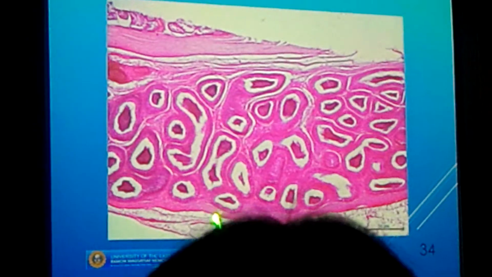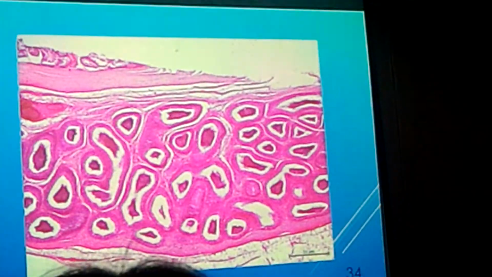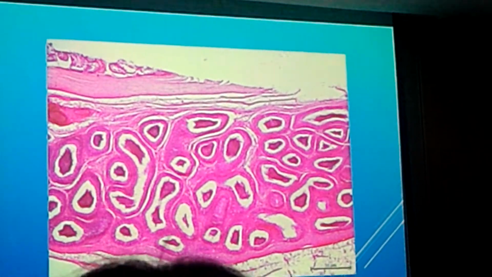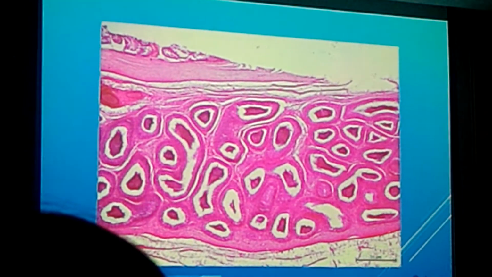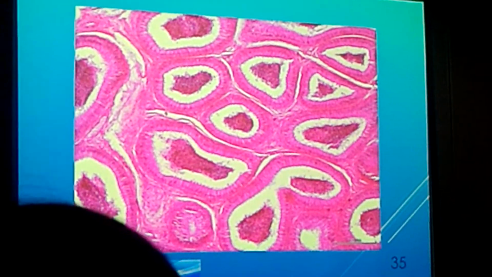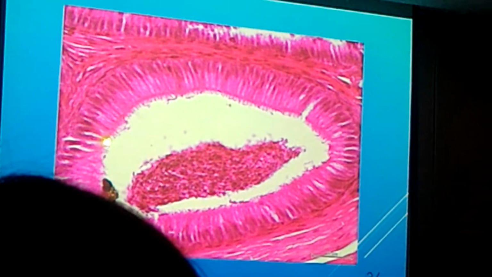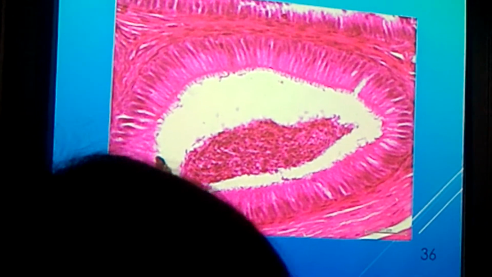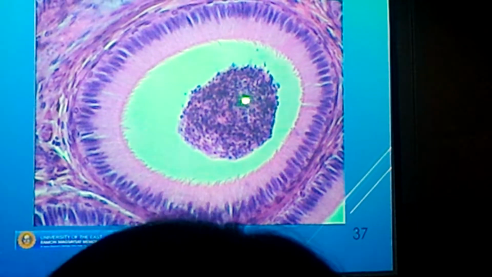Next, this is your epididymis. Spelling: E-P-I-D-I-D-Y-M-I-S. Okay, what is the lining epithelium? Simple columnar. Simple columnar. It looks arranged. This one is nicer. Do you know what this is?